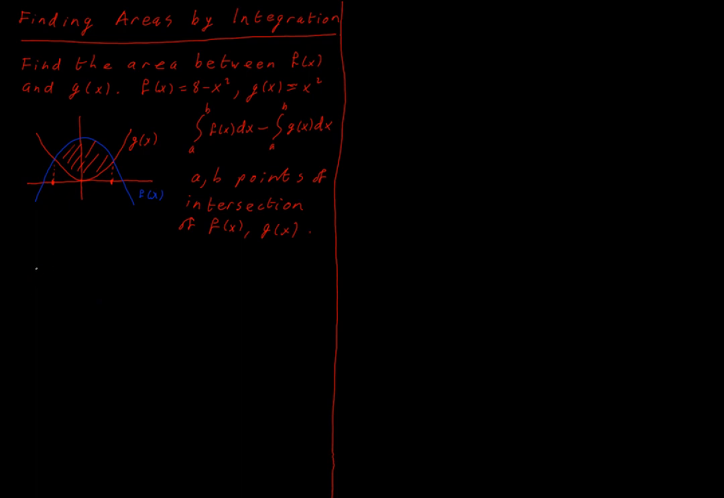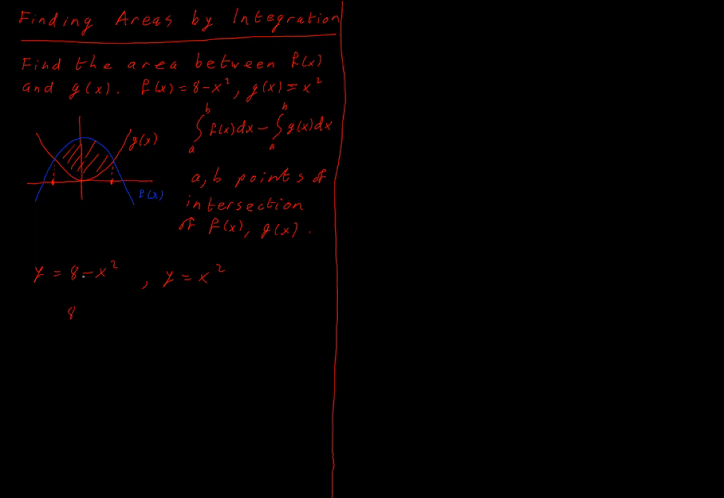Well, f of x is y equals 8 minus x squared. Always remember, f of x or g of x, a function of x equals something, means y is equal to that. And y is equal to x squared. Well, this is a really easy simultaneous equation to do, a really easy point of intersection to find, because we have y equals and y equals. So if we find where the y's are equal to each other, we are going to find the point of intersection. So we need to simply set them equal to each other.